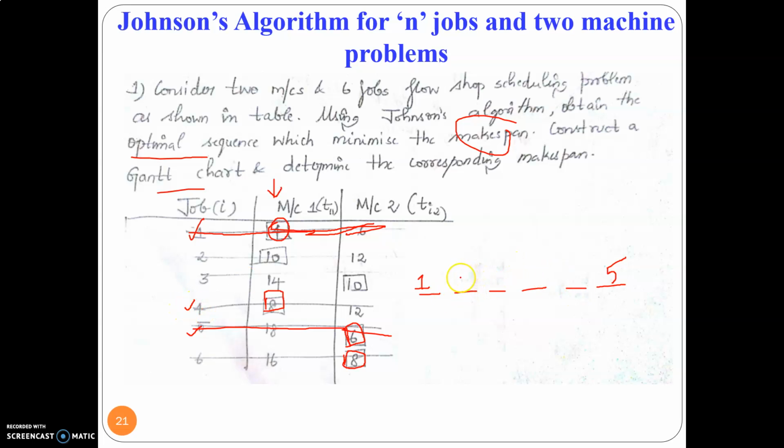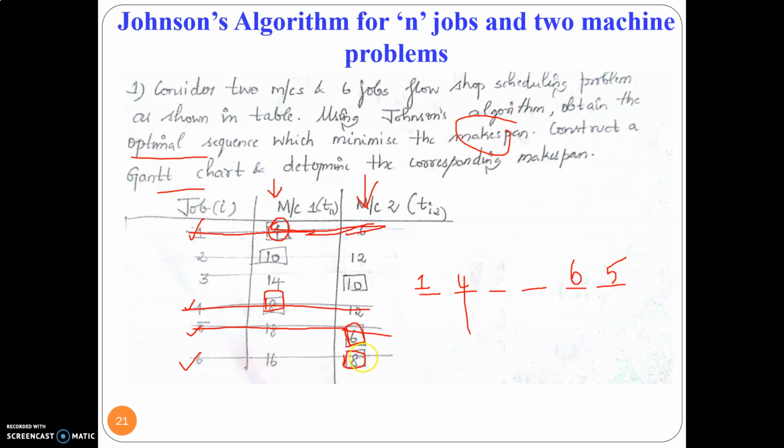So I have to determine whether it should be in the start or end of the sequence. So check out the mission. It's in mission 1. So I'm going to allocate it in the start of the sequence. Strike out the job. So the next minimum time is obviously the next 8. It is available in mission 2. So I'll be allocating job 6 to the last available position in the sequence.